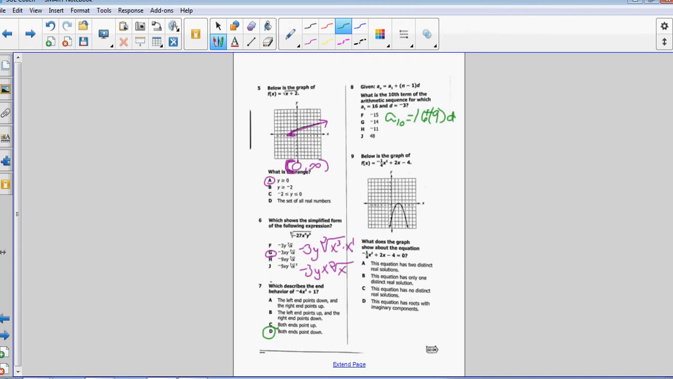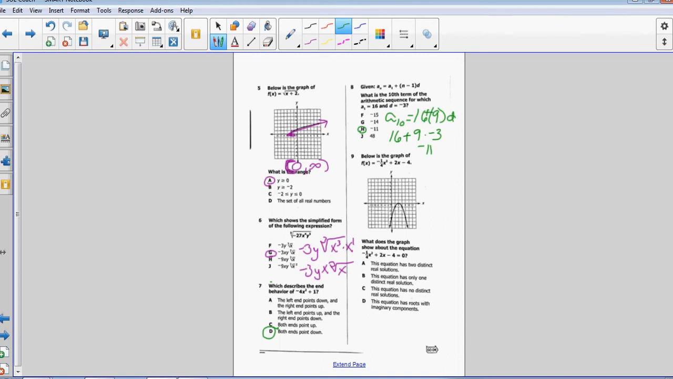Now remember, the d is also negative 3, so I have 16 plus 9 times negative 3, and you put that in your calculator. You have negative 27 and 16, so that looks like it would be negative 11, which is answer H.